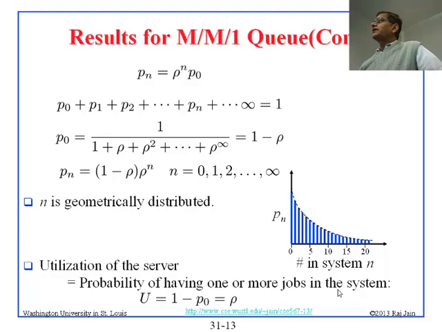Everybody knows how to add up this series? Okay. So if you add up this series, you will get 1 minus rho, and then Pn is therefore P0 times rho raised to n. You can calculate it for any n and plot it. You will find out that n is geometrically distributed. This is the geometric distribution.